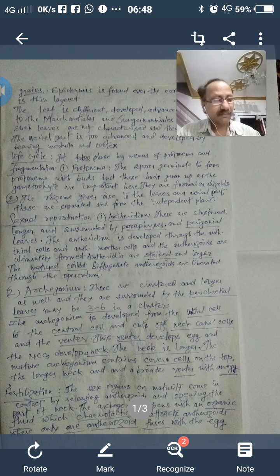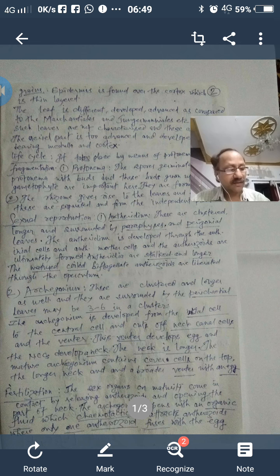Archegonia are clustered and longer as well, and they are surrounded by the perichaetial leaves, as you see in Marchantia. Leaves may be 3 to 6 in a cluster. The archegonium is developed from the initial cell to the central cell, and the central cell cuts off neck cells, the neck canal cells and the venter. This venter develops the egg and the neck cells develop a neck.